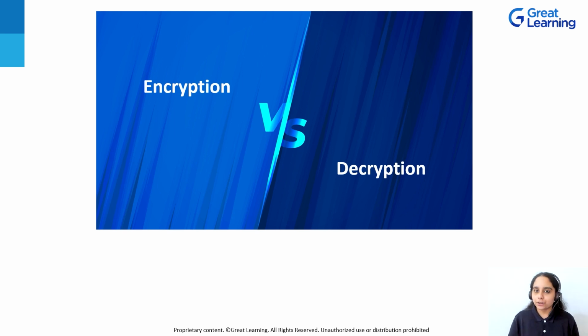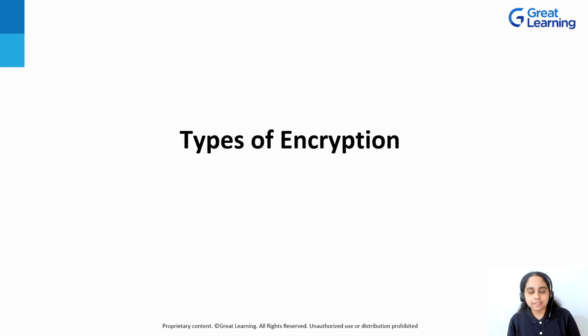In the encryption process, a message is encrypted using a secret key or a public key, whereas in the decryption process, the message is decrypted using a secret key or a private key. So hope you all are clear with the major differences between encryption and decryption. So the next topic is types of encryption. There are basically two types of encryption, that is symmetric encryption and asymmetric encryption. So let's see what those are one by one.